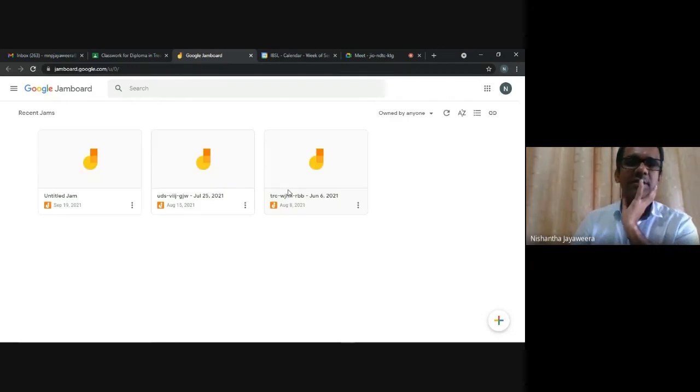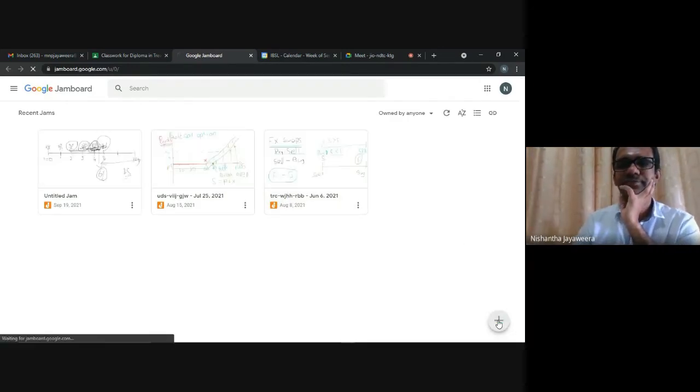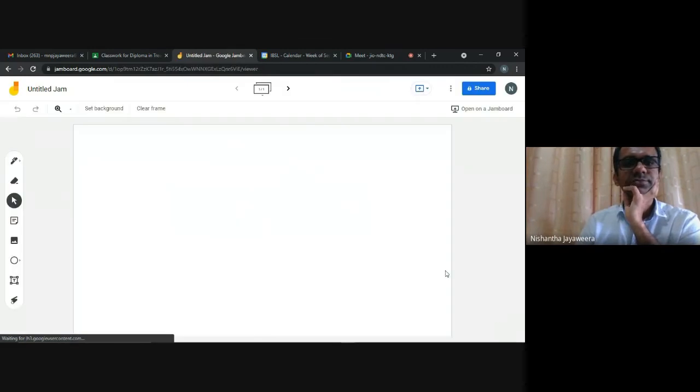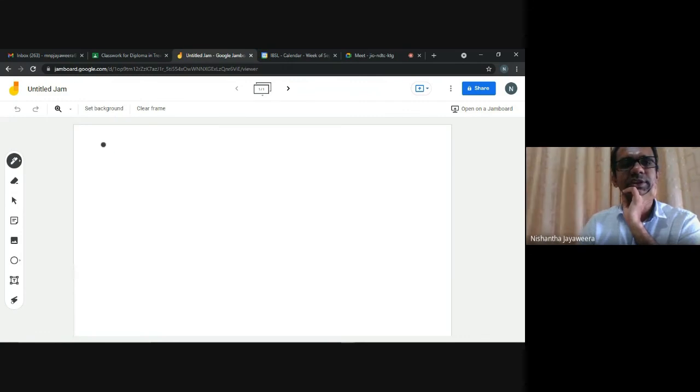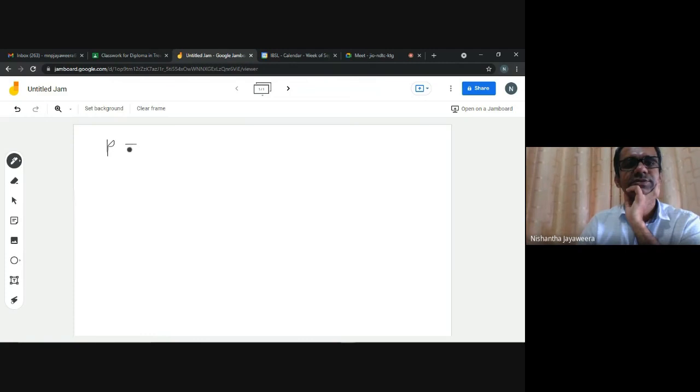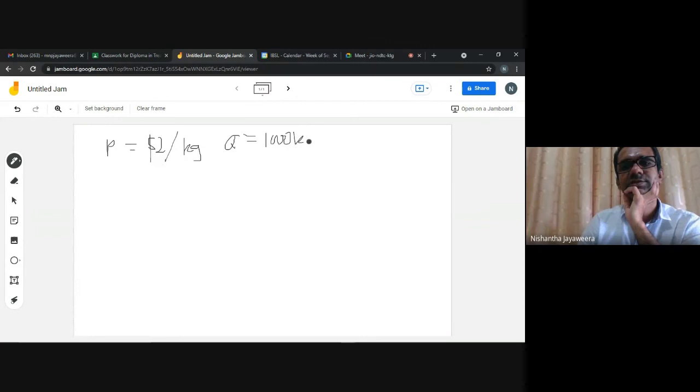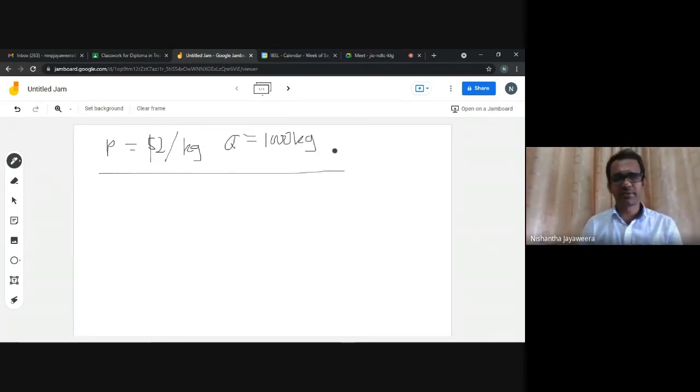When a Sri Lankan exporter agrees to export tea, the price is $2 per kilogram. The quantity is 1,000 kilograms. You just enter into that agreement. Then what is the process?